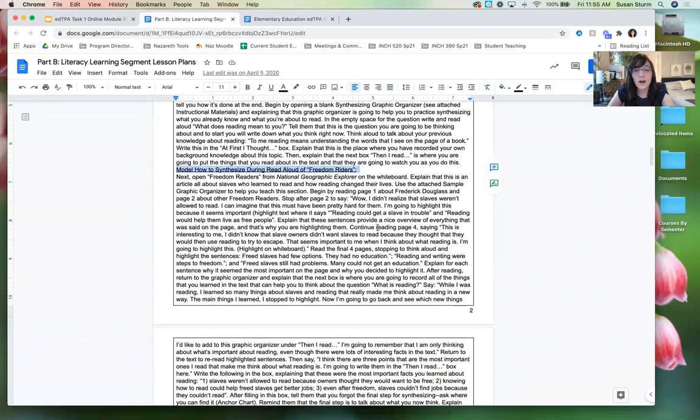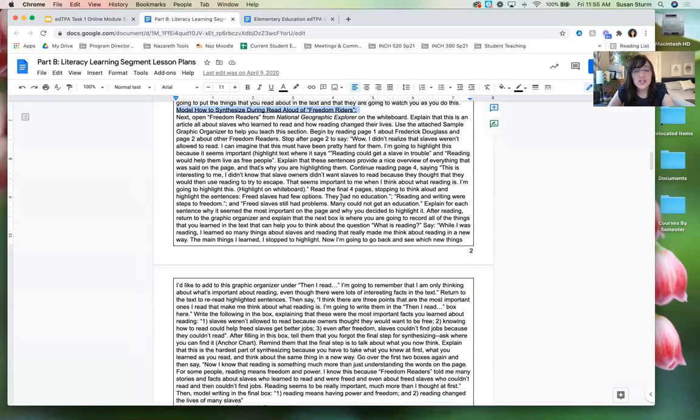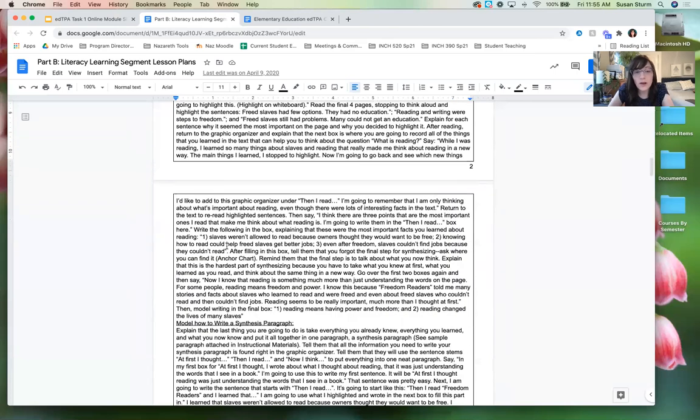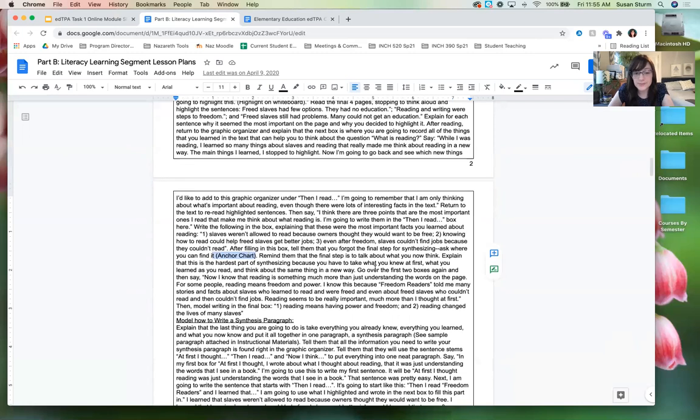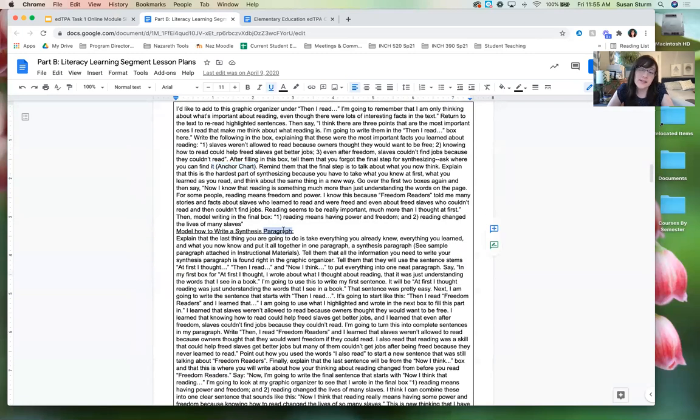She's putting in tons of good language. She's putting in lots of high quality examples. She's referring back to the anchor chart. Then, because this is 5th grade, she added an element of writing to make that reading and writing connection. And she's having them write a synthesis paragraph.